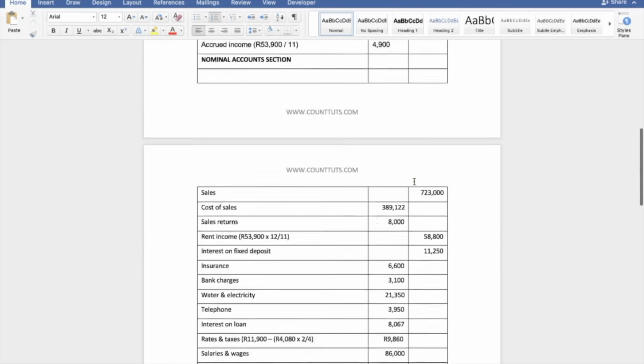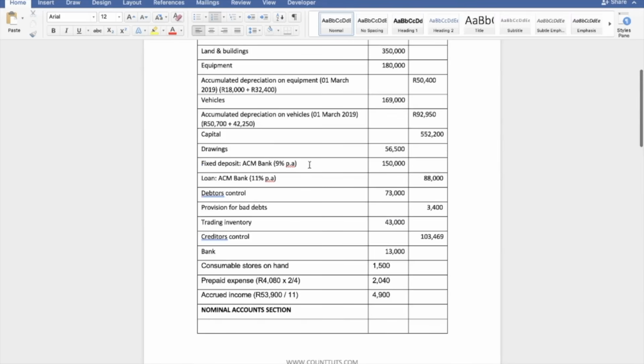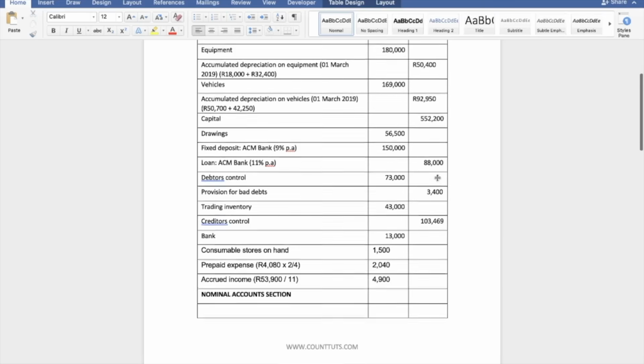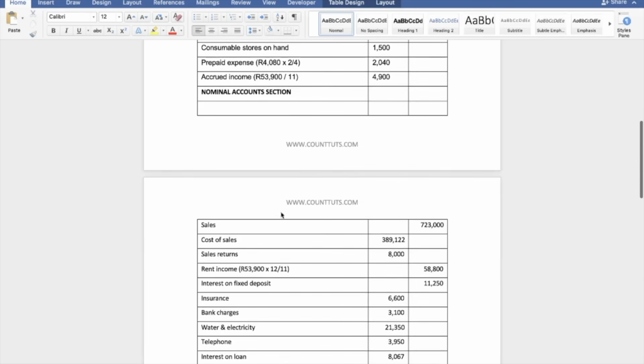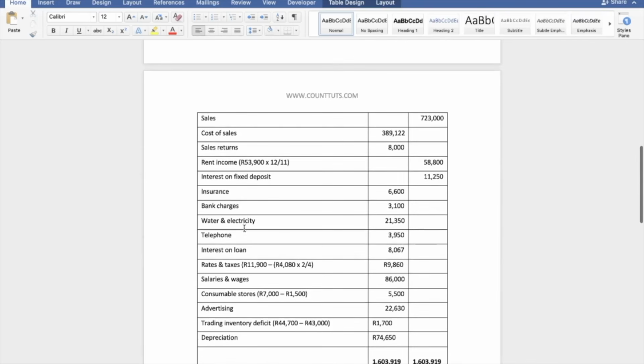So here's how you do it. You just go up, and obviously we know our loan is a liability. It is in the balance sheet account section, and we can see here loan ACM Bank 11%, 88,000 rand. So if you take your calculator, type 88,000 rand times 11% gives you 9,680 rand. That means that's how much you should be seeing in your nominal account section. But as you can see here with our interest expense, interest on loan, here we go, 8,067 rand. That means it's not sufficient yet. We need to add the outstanding one.